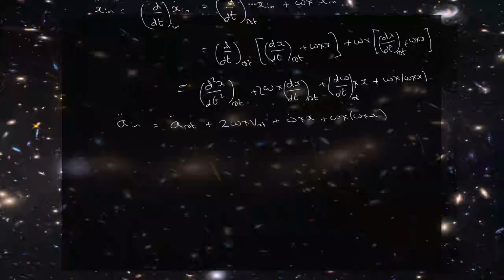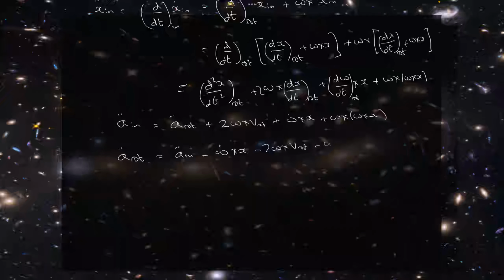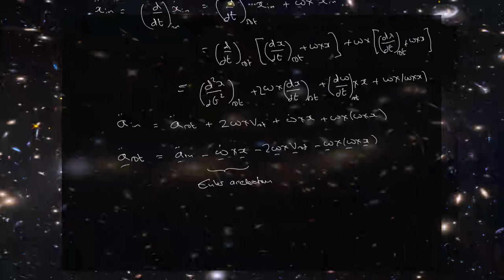Or rearranging, the acceleration in the rotating frame is the acceleration in the inertial frame minus omega dot cross x, minus 2 omega cross v in the rotating frame, minus omega cross omega cross x. The first term is the Euler acceleration. The second term is the Coriolis acceleration. And the final term is the centrifugal acceleration.